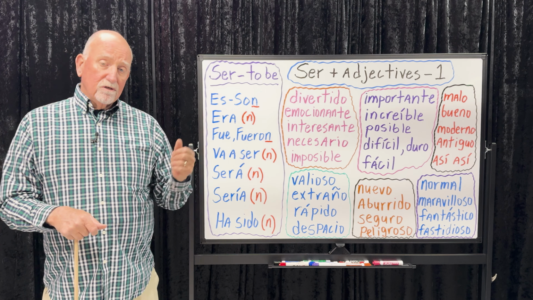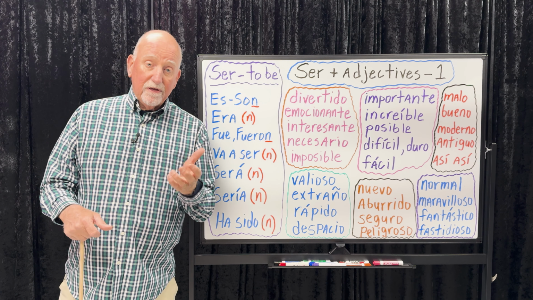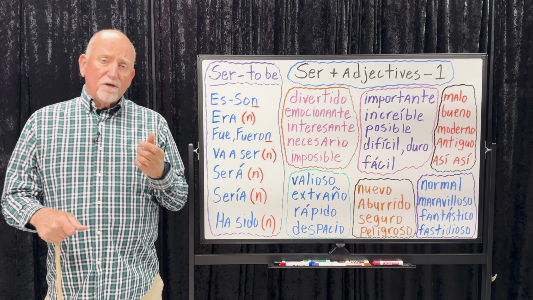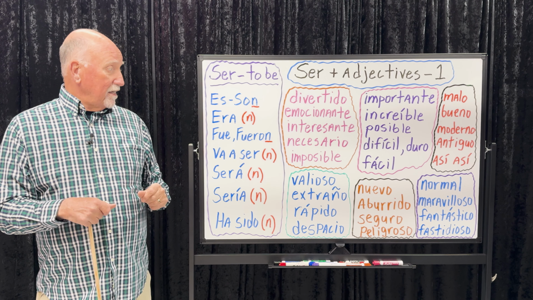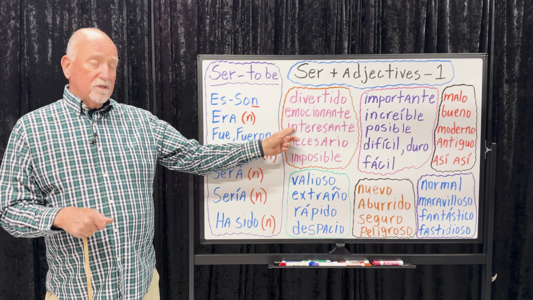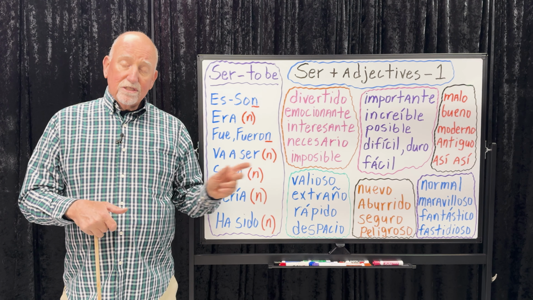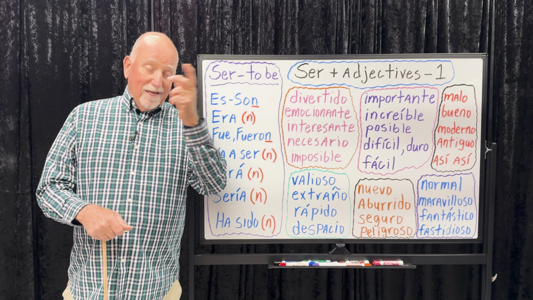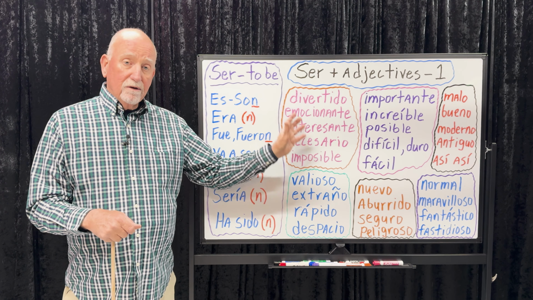Now adjectives used with ser, these are characteristics, not temporary feelings, right? These are things that you go to bed with and you wake up with the next day. Like if I want to say, he's a very interesting person, es una persona muy interesante. He's just not interesting one day, that's a characteristic. And so we use the verb ser for permanent characteristics.